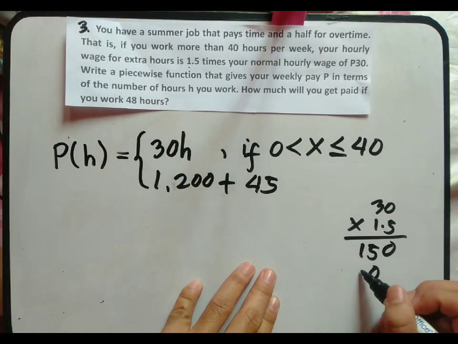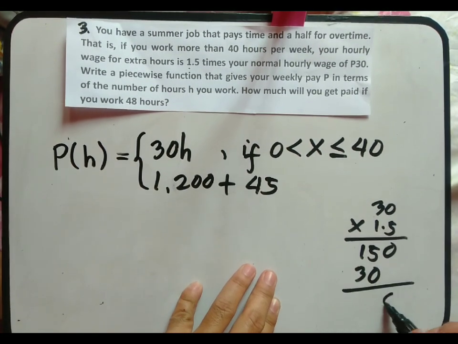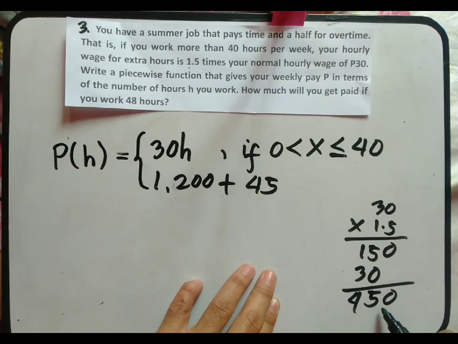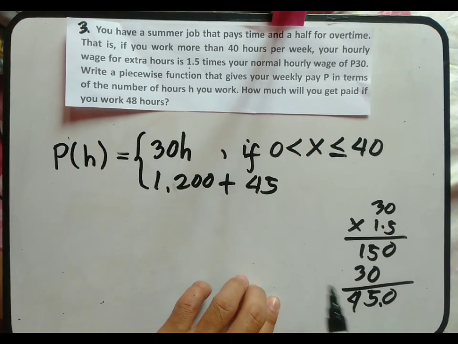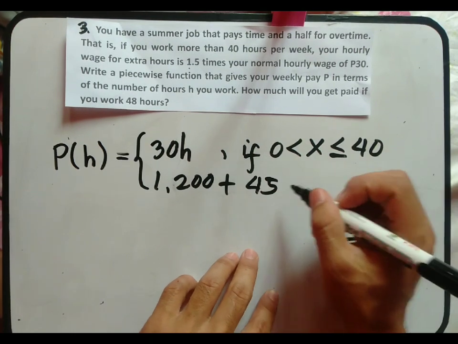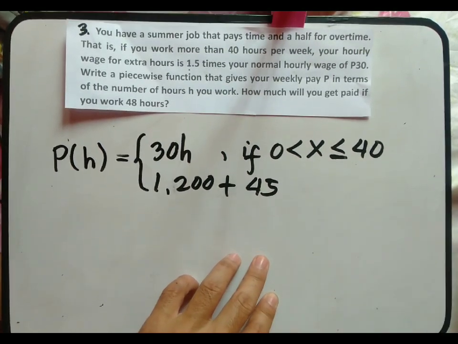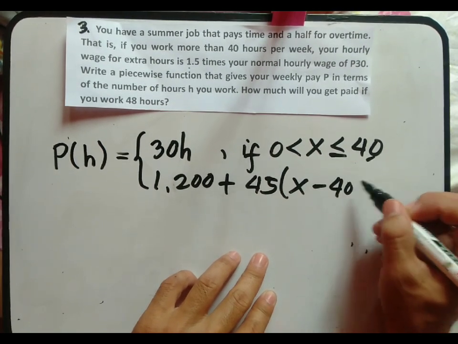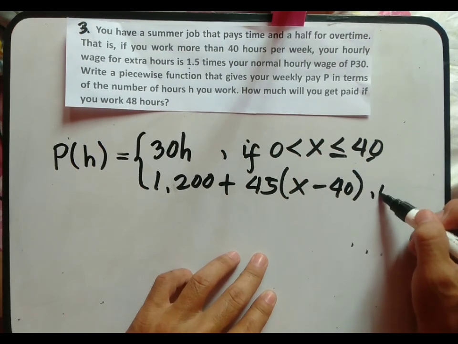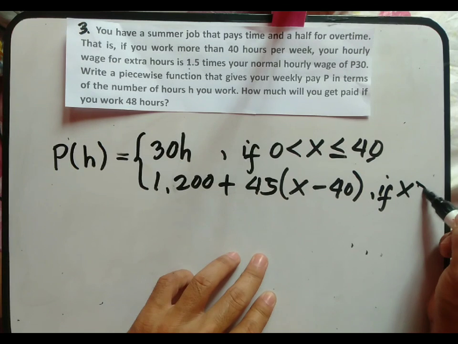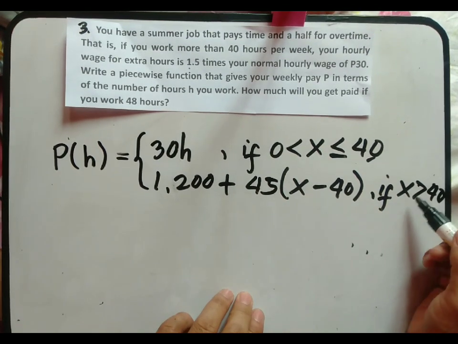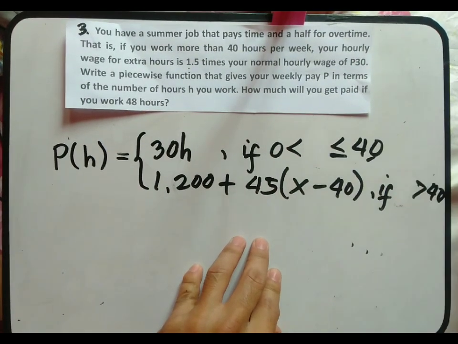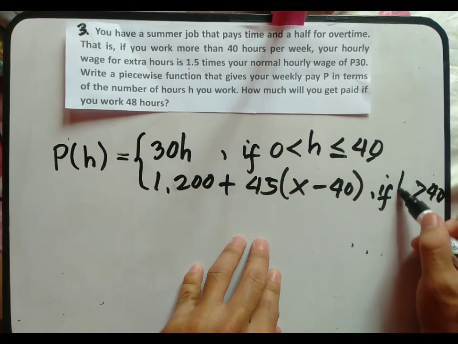So you get 45. Okay, 45. Then, times x minus 40. Condition is if you work more than 40 hours. X is greater than 40. By the way, yung x natin dito is hour. So, letter H. Palitan natin ng letter H.